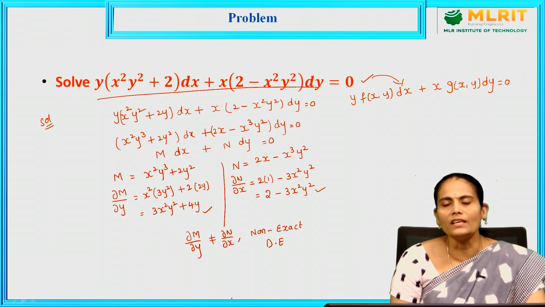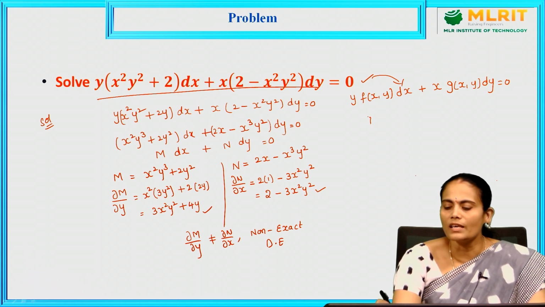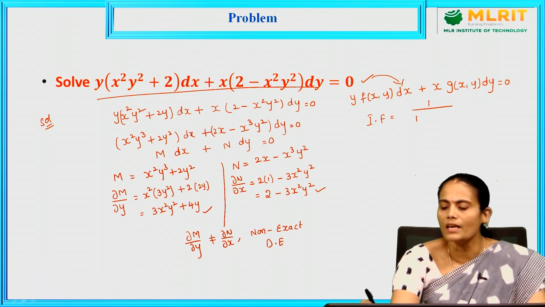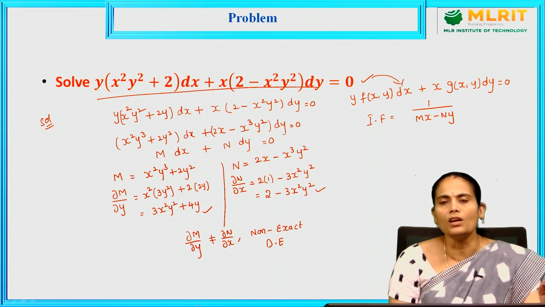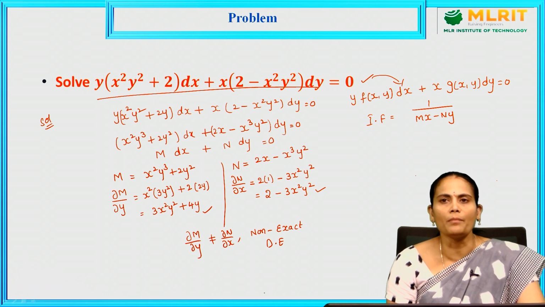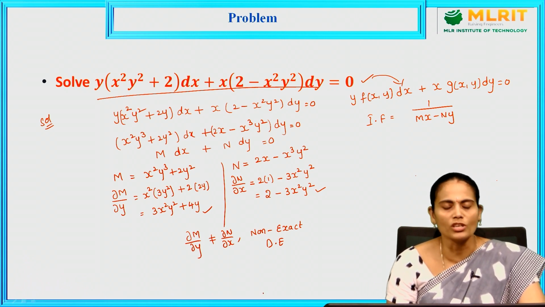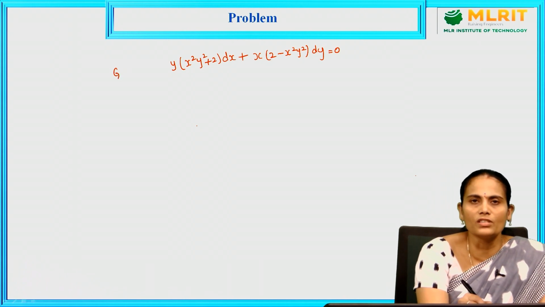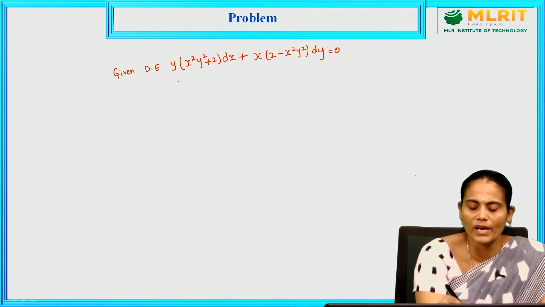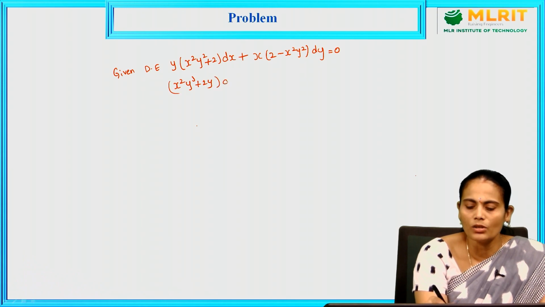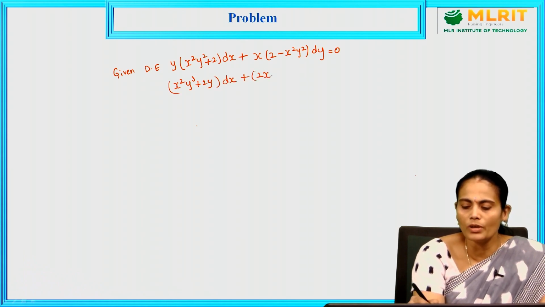And now what is the integrating factor to find? The integrating factor is 1 by Mx minus Ny is an integrating factor. Now we will see to find what is 1 by Mx minus Ny of the given differential equation. So this is the given differential equation: (x square y cube plus 2y) dx plus (2x minus x cube y square) dy is equal to 0.